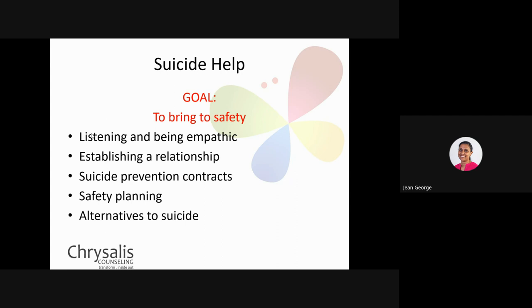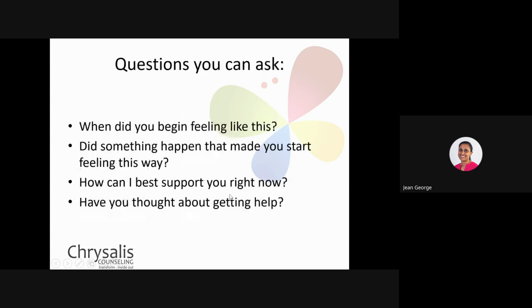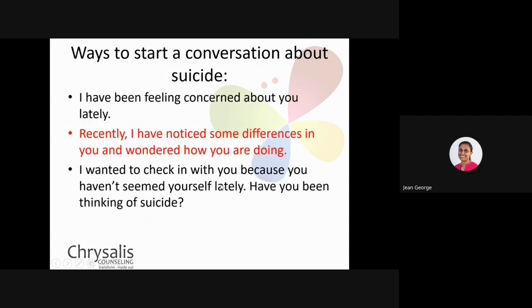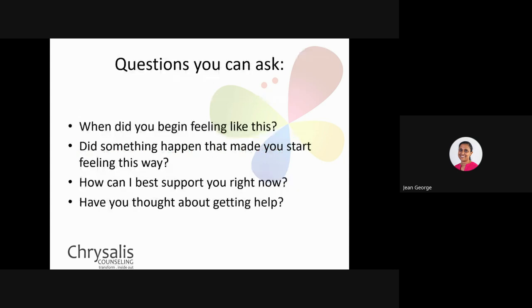Okay? All right. So, how do you start a conversation about suicide? If you want to check, here are just a few pointers, like clues. I have been feeling concerned about you lately. Recently, I've noticed some differences in you and wondered how you're doing. Or, I wanted to check in with you because you haven't seemed yourself lately. Have you been thinking of suicide? These are important things to begin that conversation.